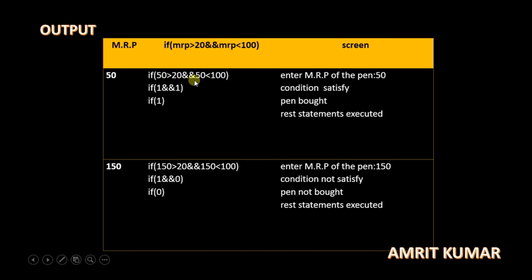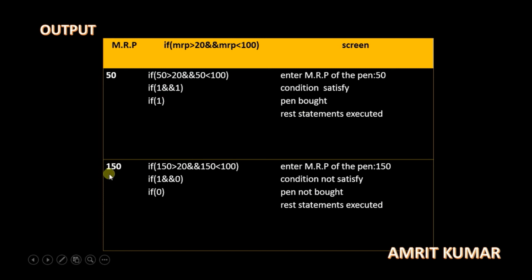And in the logical AND operator we have studied that if both conditions are true, then it is going to return us a true value, otherwise it is going to return us a false value. Therefore this condition is giving us the true value, and the if statement is going to be executed. Therefore condition satisfied, pen bought is printed, along with whatever statements are in the if.